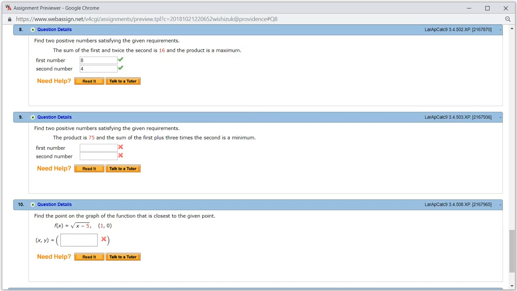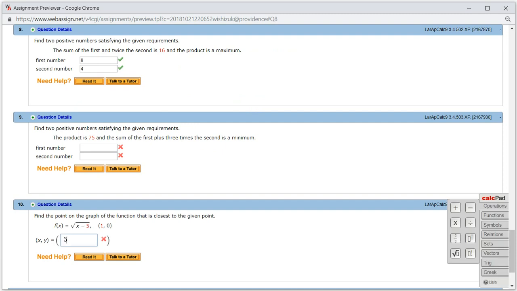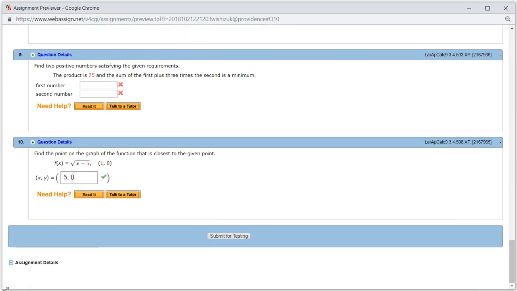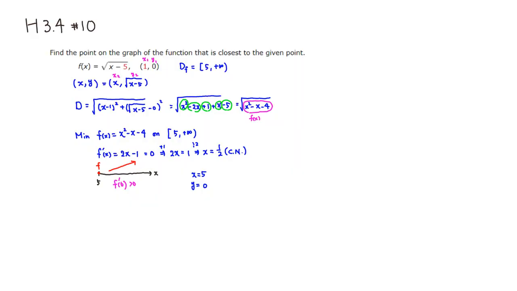So let's type it in. The answer is 5 comma 0. Let's check the answer. It came back and we got the correct point. That's it. I hope that this was clear.